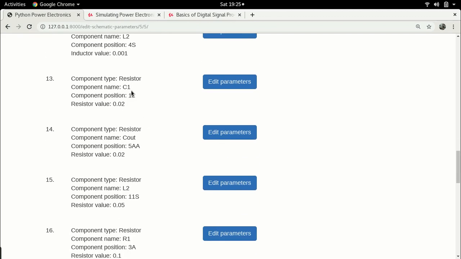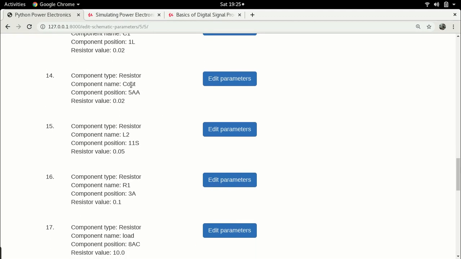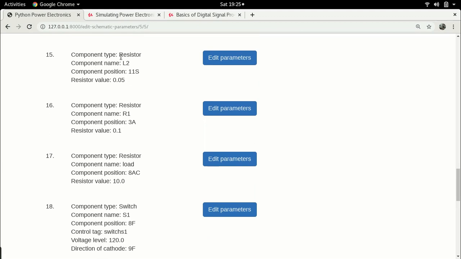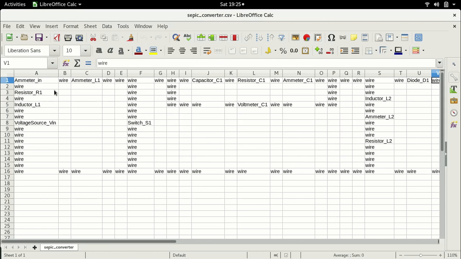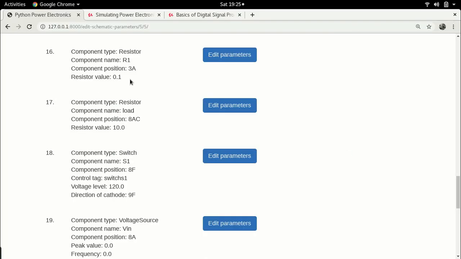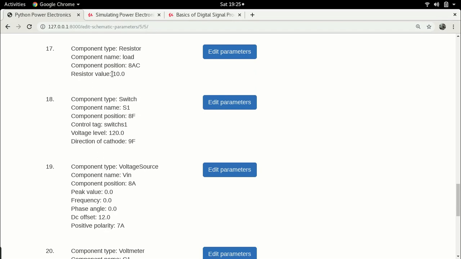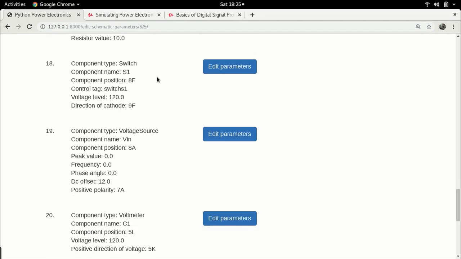Then comes the resistor C1, which is basically a parasitic resistor. This can be 20 milliohm as before. Same goes for the resistor of Cout, which is the parasitic resistance of the output capacitor. This is also a very small value of 20 milliohm, can remain the same. Again, the resistor L2 is basically the parasitic resistor of the inductor L2, can remain small at 0.05 ohms. Resistor R1, this is the parasitic resistor of the source, and this is chosen as 0.1 ohms, which is perfectly okay, can remain the same. The load resistor is 10 ohms, can also remain the same, we don't have to change it.